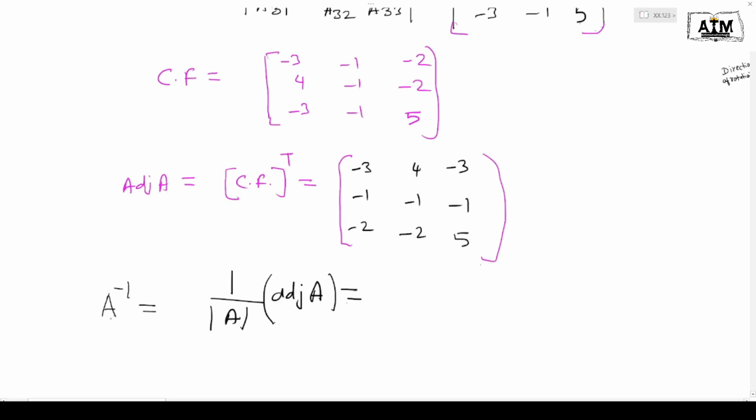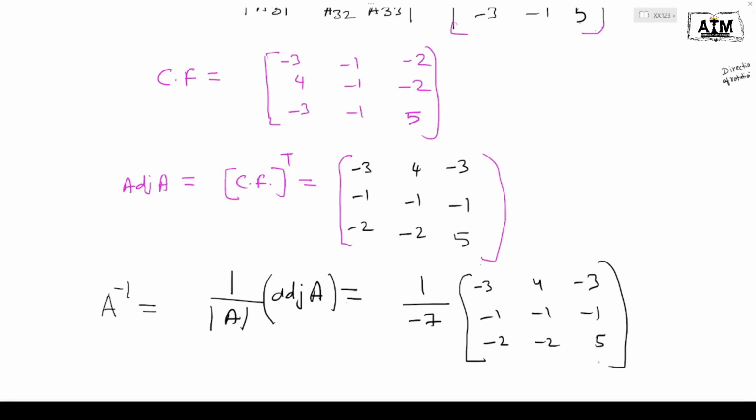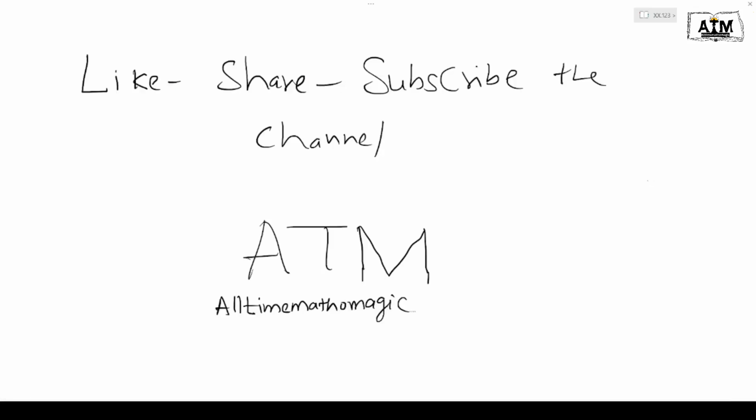After that, the inverse of the matrix is given by A inverse equals 1 upon determinant. The determinant is nothing but -7, and the adjoint of the matrix is [-3, 4, -3; -1, -1, -1; -2, -2, 5]. This is the required inverse of the matrix by the adjoint method. I hope after going through the steps in this video, you now have confidence in how to find the inverse of the matrix by the adjoint method.